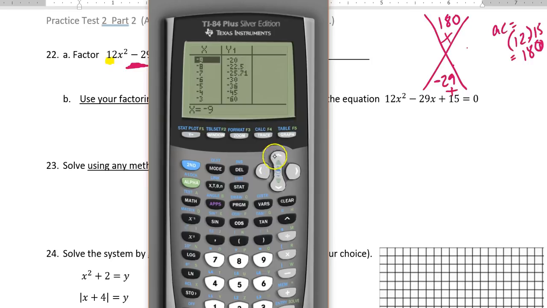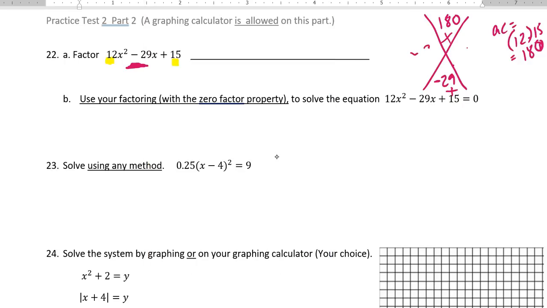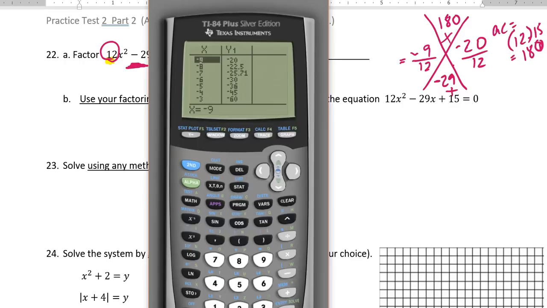I don't stop at the ones that are decimals. Well, here we go, -9 and -20. When I multiply those, it gives me 180, and when I add them, I get -29. If you use this method, you divide by A, both sides, and you simplify. And if you're having problems with simplifying, use your calculator.